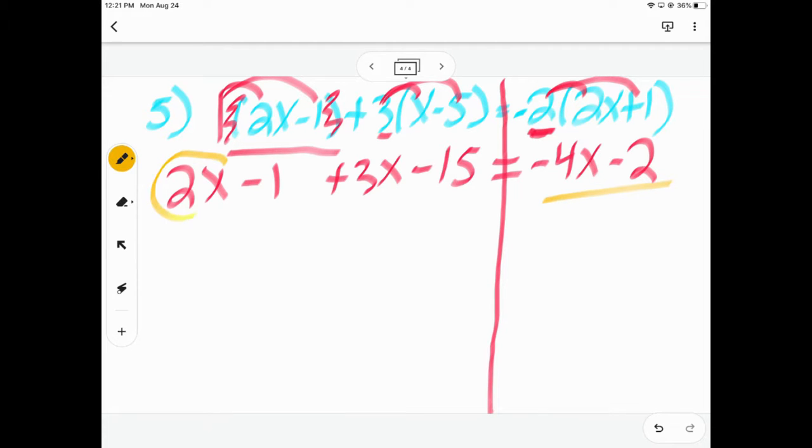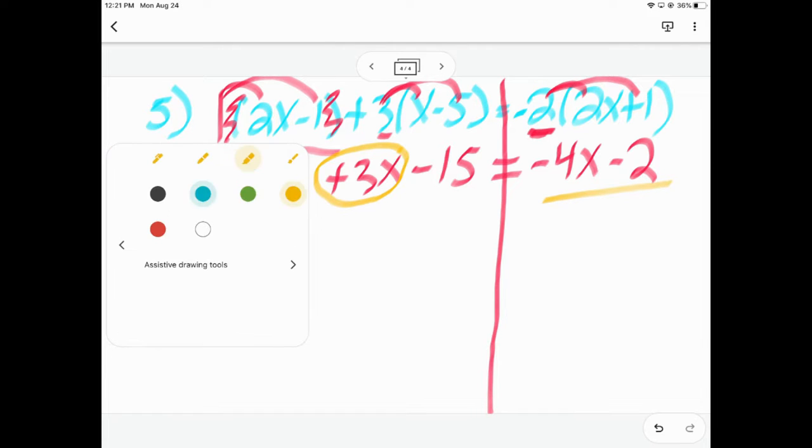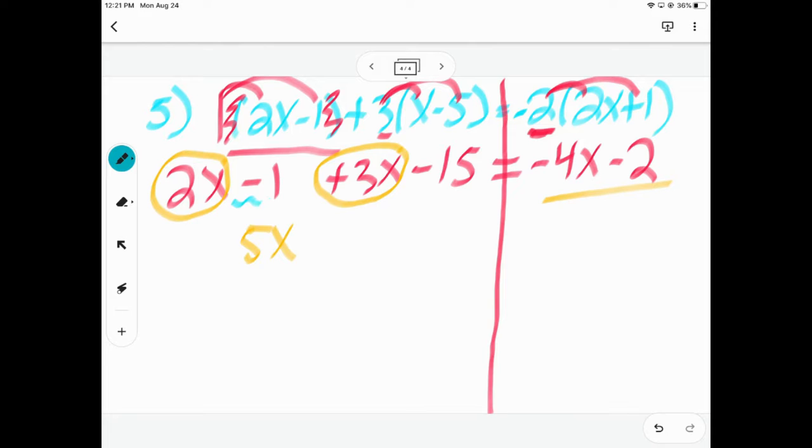Well, I have a 2x, and then I see I have a 3x. Aren't those like terms? Can't I combine those? 2 plus 3, well, that's 5x. So those are combined now. Okay, I see I have a -1 and a -15. Can't I combine those? Aren't those like terms? Yeah, -1 plus -15, that's -16.